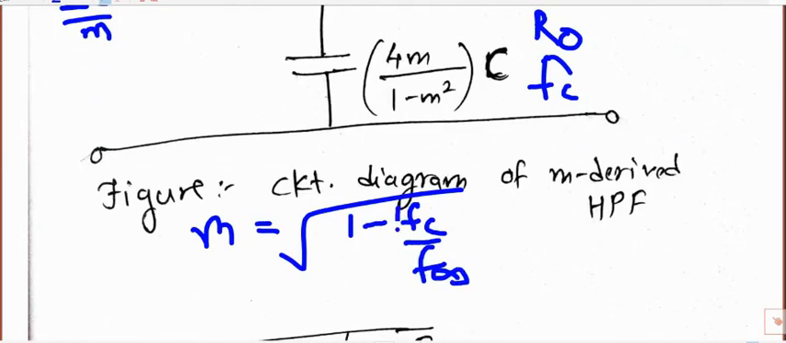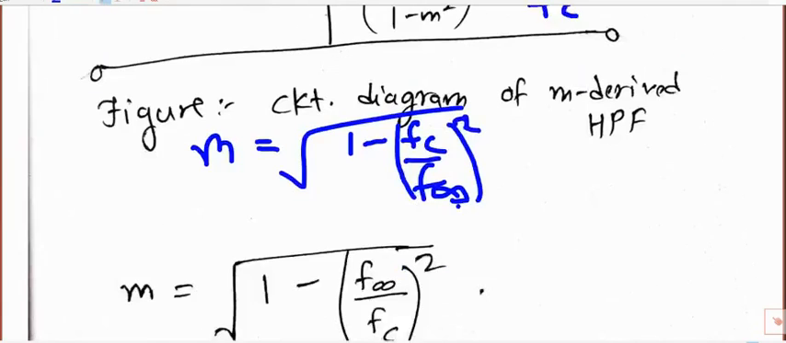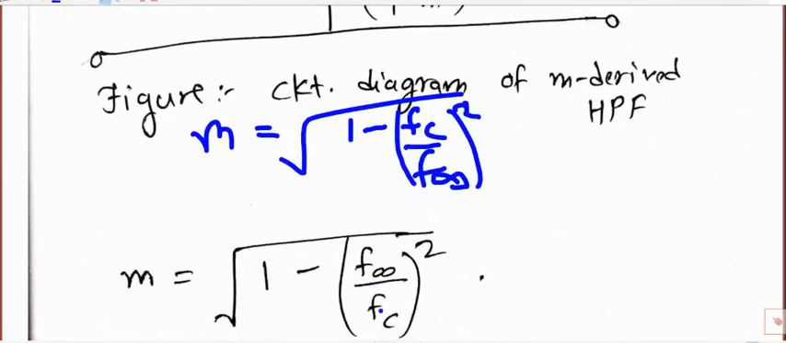And for the high pass filter, the change is 1 minus (f infinity divided by fc) whole square. So this is the change. You just remember it for the low pass filter, then you should give some thought process, and then you can write it for the high pass filter also.